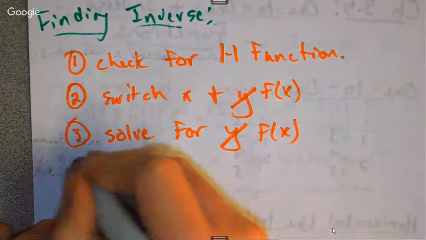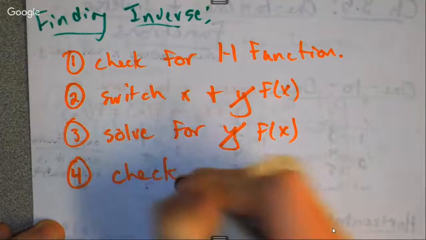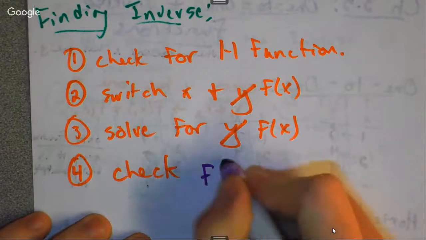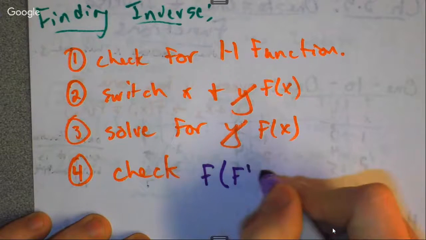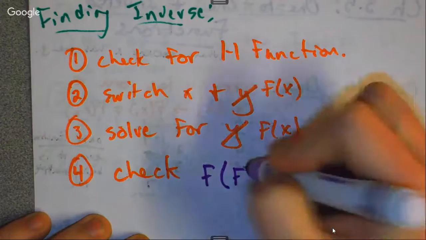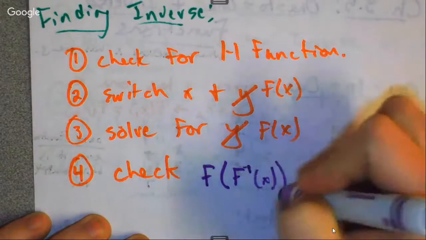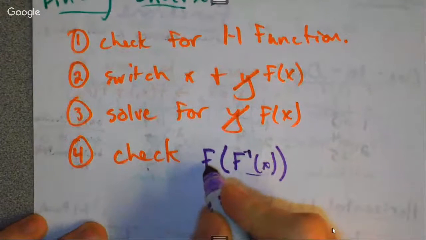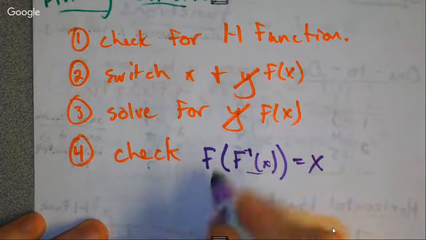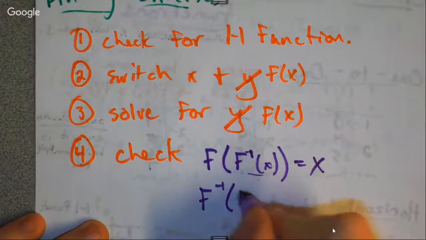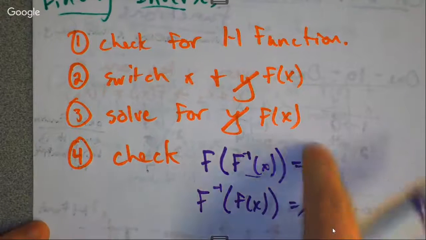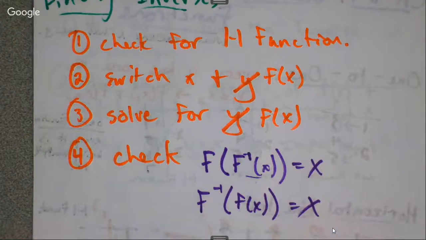Number four, check. How are you going to check? You're going to take your inverse, which is f to the negative 1, and plug it into f, and you should get out x. Or you can do it the other way around. You plug one into the other and reduce it, and you should get an x. If you do not get an x, you did not find the inverse.